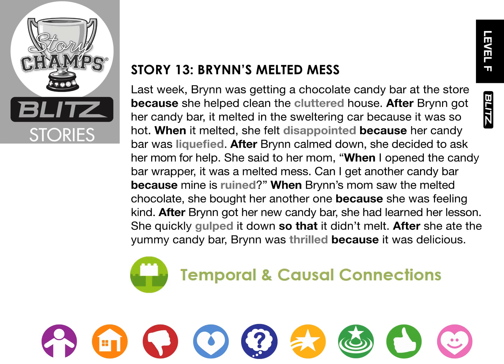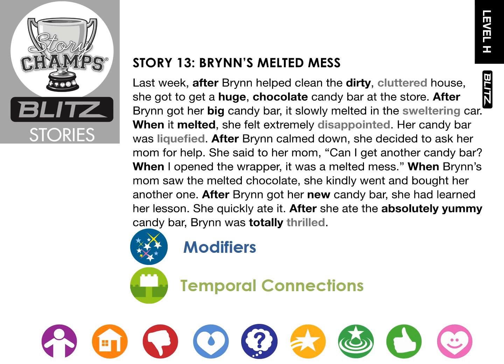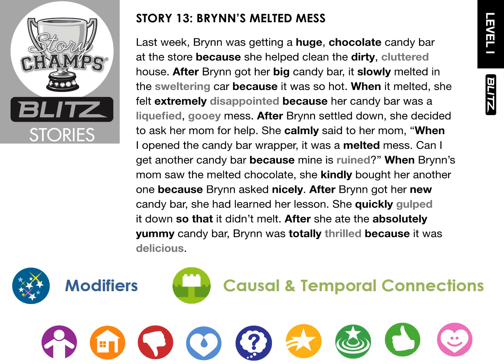This is a level F. The only difference here is that we've combined both temporal and causal connections, and those are the bolded black words in the story. Again, you'll see the gray bolded words. Those are all the sparkle, the vocabulary that can be practiced as you're working on these words. In level G, the targets are modifiers and causal connections. Level H, the targets are modifiers and temporal connections. Level I, the targets are modifiers, causal, and temporal connections. You've got all of them.